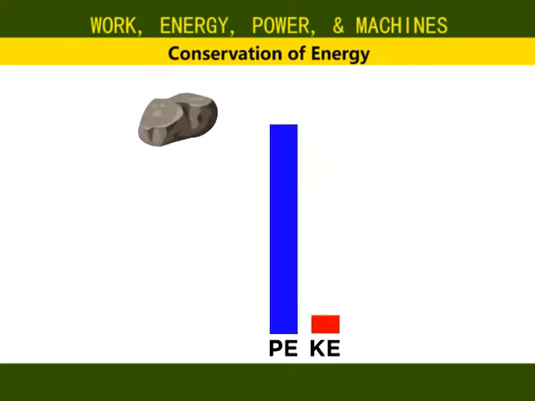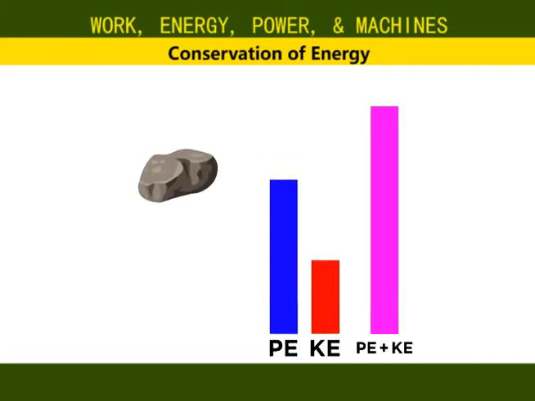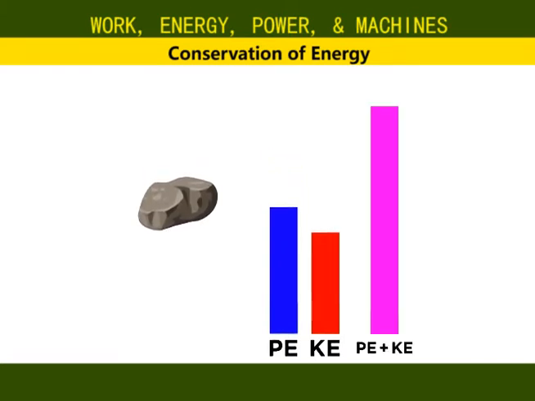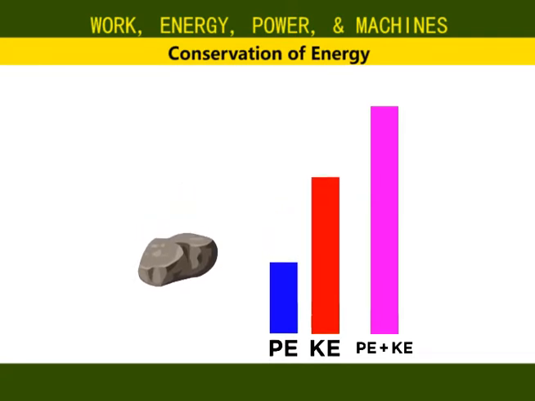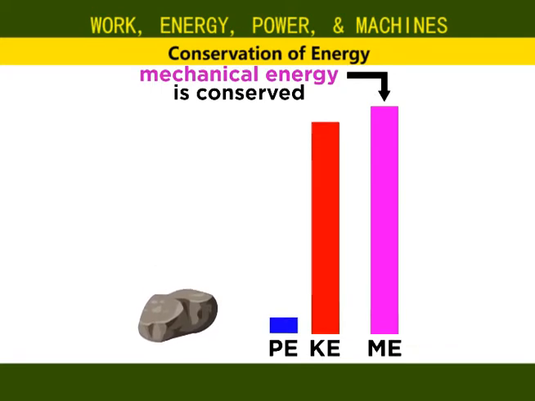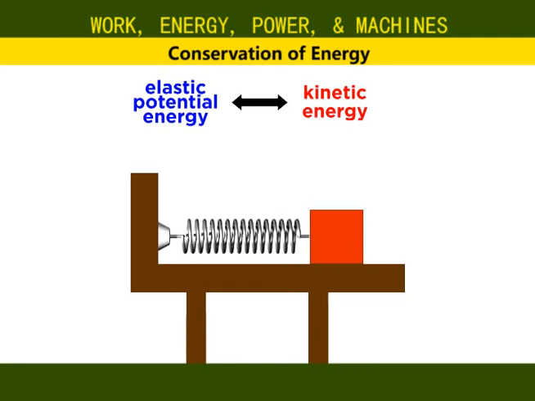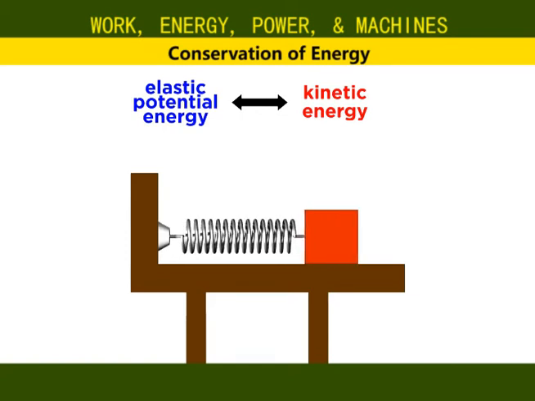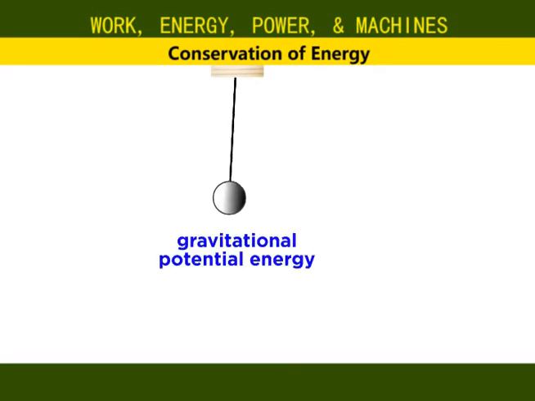As an object falls, the potential energy is converted into kinetic energy, but the sum of the potential and kinetic energy of the object will remain the same at every instance during the free fall. We call this sum the mechanical energy of the system. This is more easily visualized using the simple oscillatory motion of a spring system, which utilizes elastic potential energy. But we can also use a pendulum, which will use gravitational potential energy.